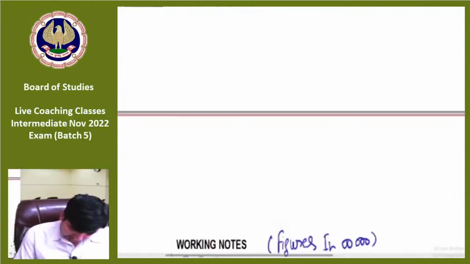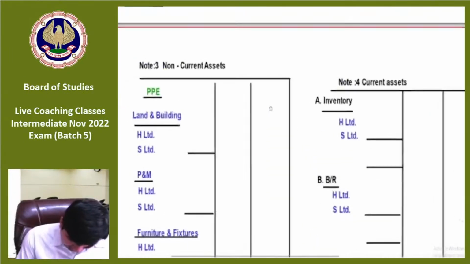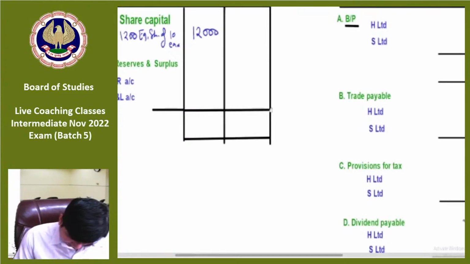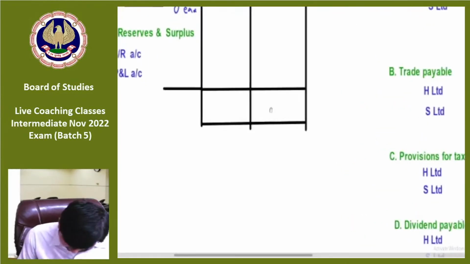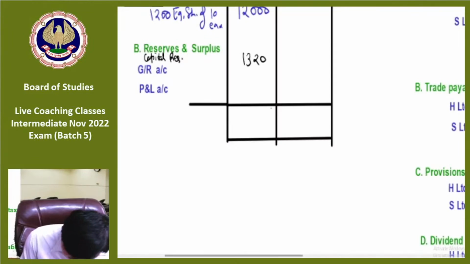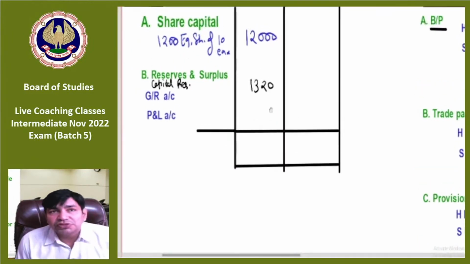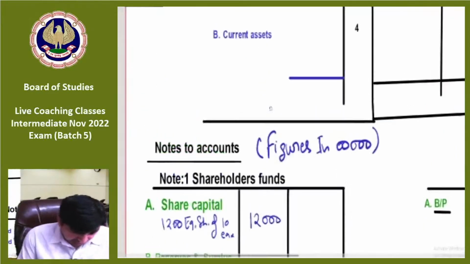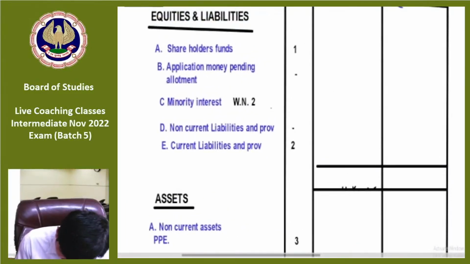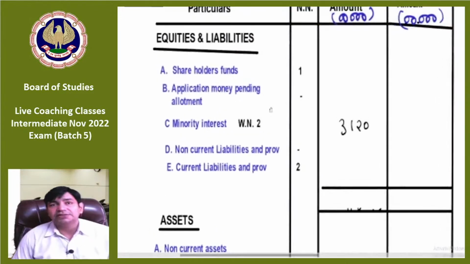First I am posting here in the reserve and surplus, the capital reserve. Another head we need to create here, that is capital reserve. Can we do so in this way? Yes, you can do it, beta. Capital reserve is 1320. Now please post minority interest also in the balance sheet, above the liability side. That is 3120. The figures are in lakhs.